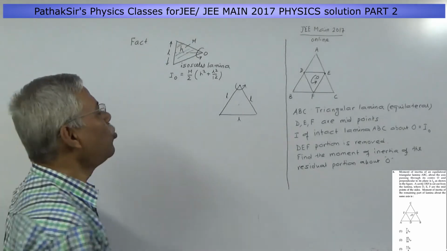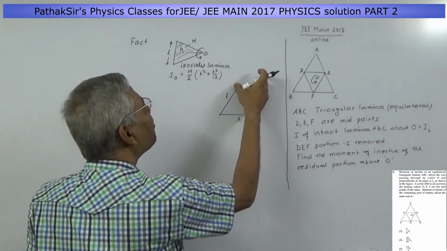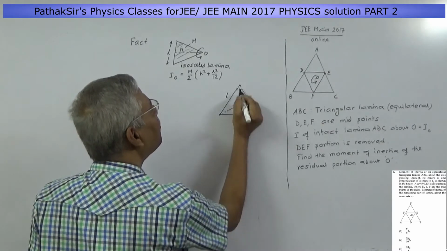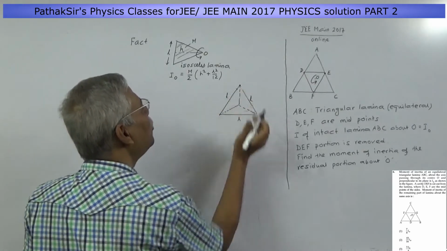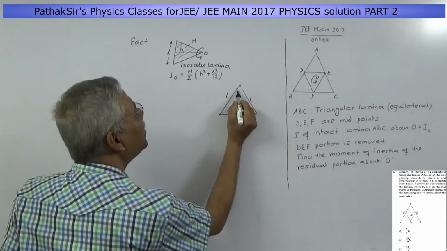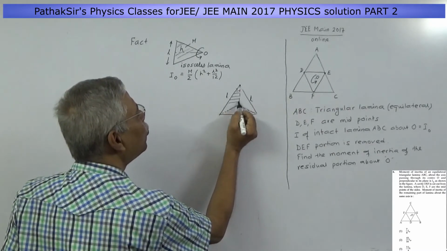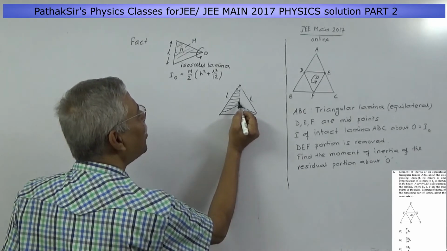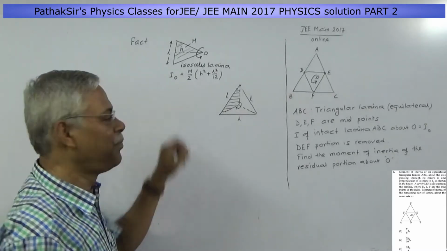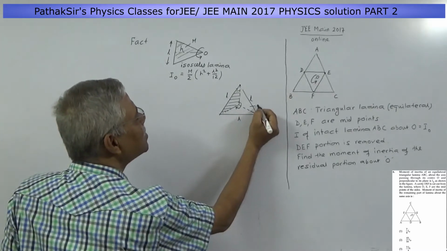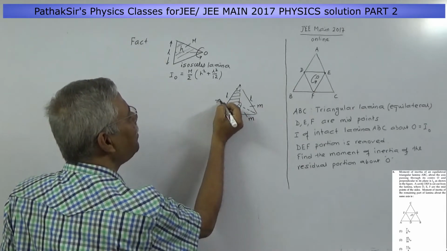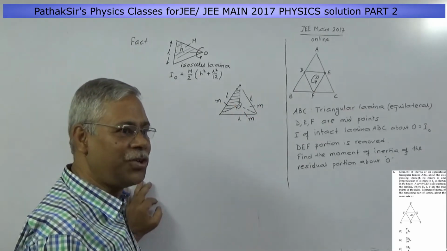or you can do one more thing. Why not split it into 3 isosceles triangles, then find the moment of inertia of one triangle about this axis. For this you can use this formula. Let the mass of this be m, mass of this is also m, mass of this is m, so total mass is 3m.